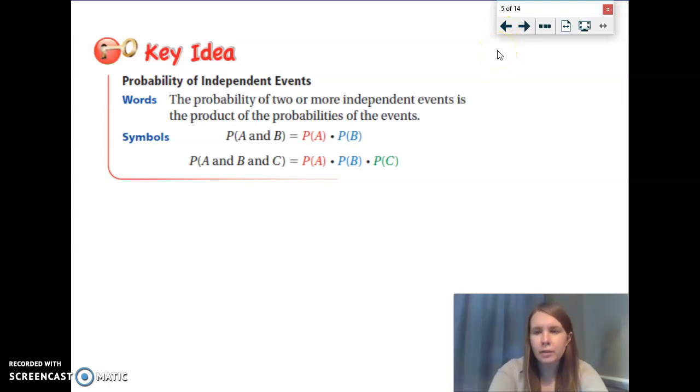So when we talk about the probability of independent events, meaning there are two things that aren't going to relate to each other, we'll take a look at some examples and explain more about what independent events mean. The probability of two or more independent events is the product of the probabilities of each event. This is a lot like the fundamental counting principle. So what's the probability of A happening? What's the probability of B happening? And so on. And we just multiply them together. Now, it's not the total amount of outcomes, it's the probability that is happening.